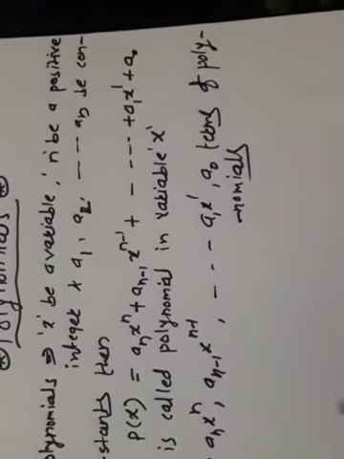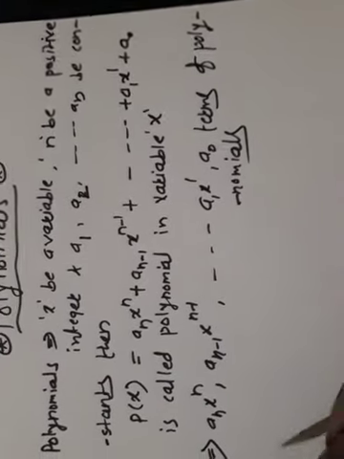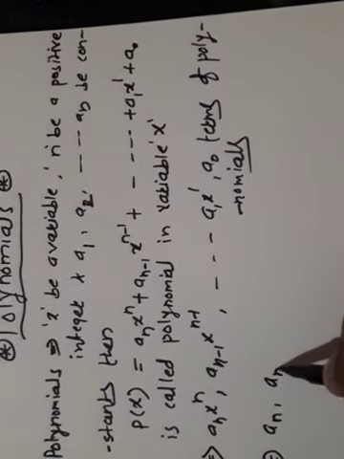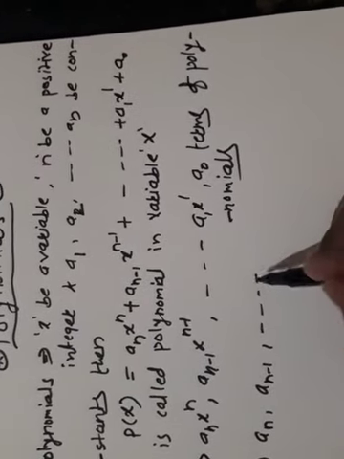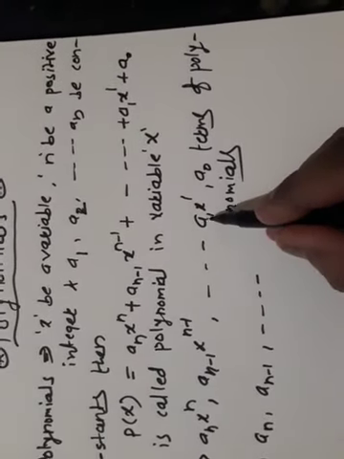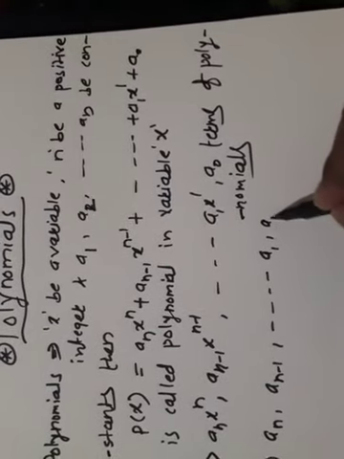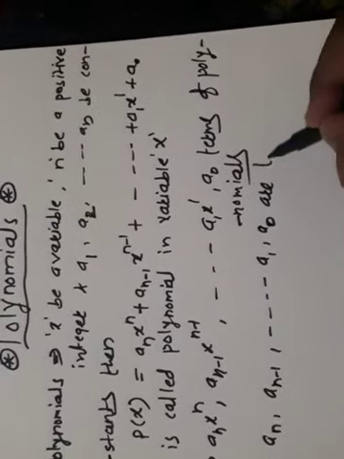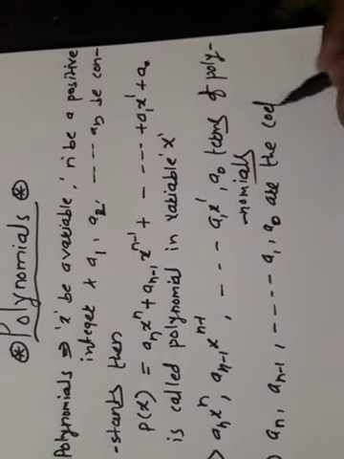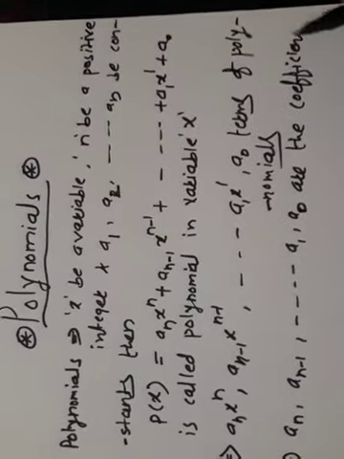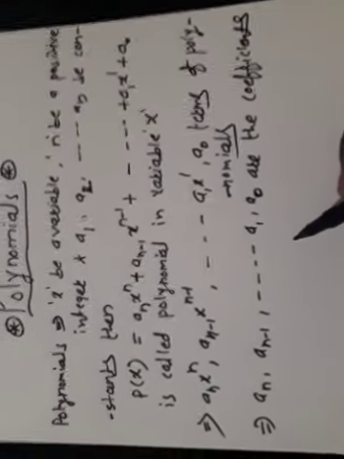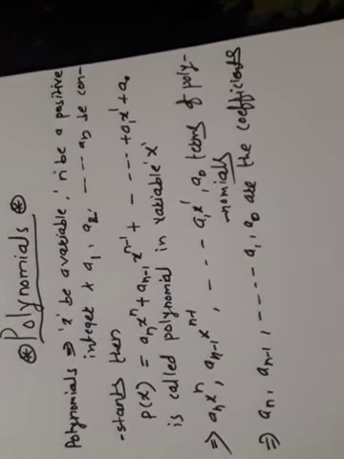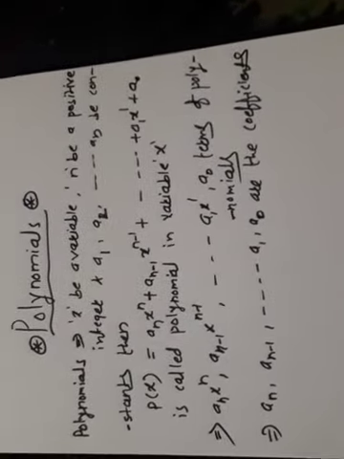Those are known as what? Terms of polynomials. And in those terms, an minus 1, and so on. Here I have written a1, a0, a0 are the coefficients. Are the what? Coefficients. Do you understand? Those are very important points or terms regarding polynomials. If you understand it, then you will come to know the exact meaning of polynomials.